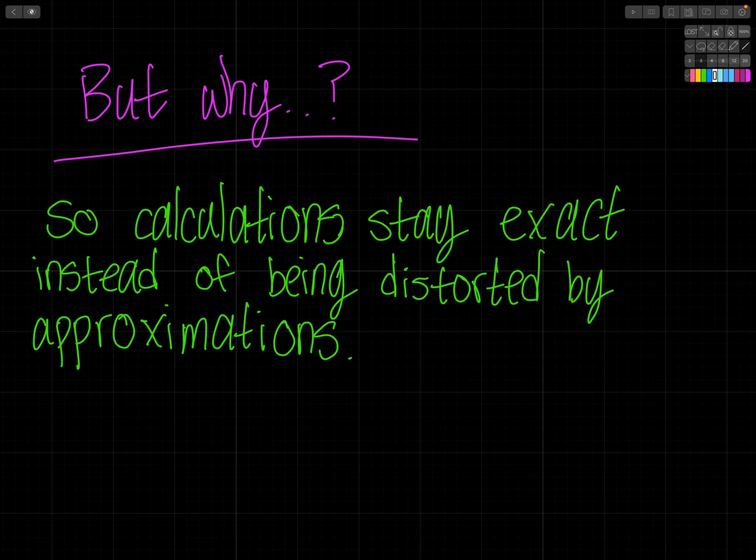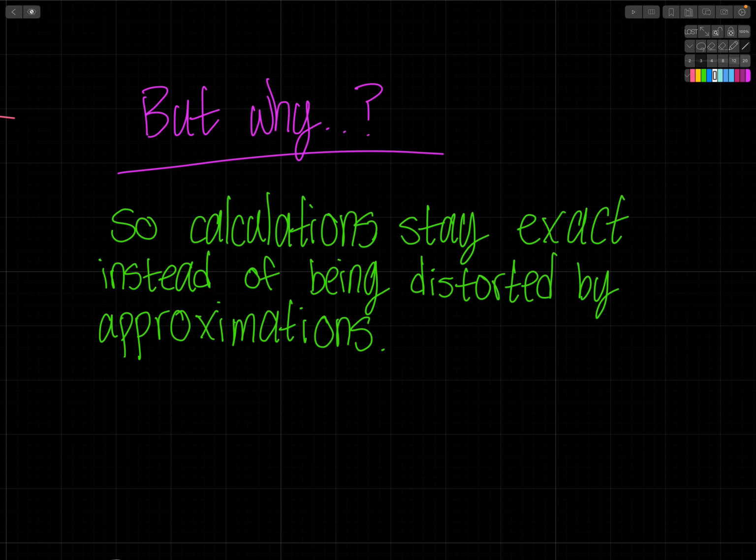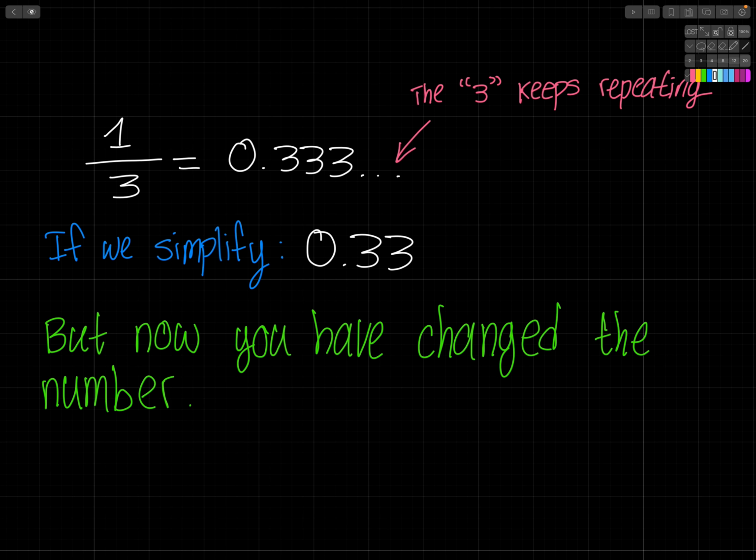So why do we use fractions? Why not just use decimals? So this is because calculations can stay exact instead of being distorted by calculations. So for example, we have 1 over 3. So that equals 0.33333, and then 3 keeps on repeating infinitely.